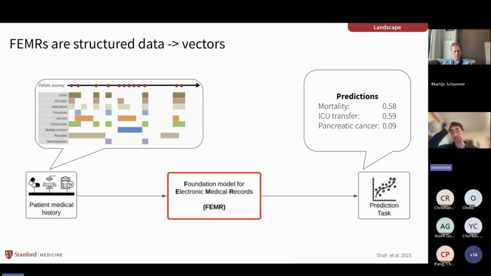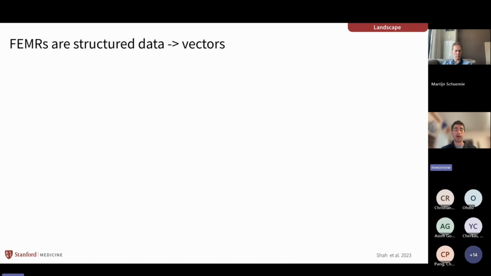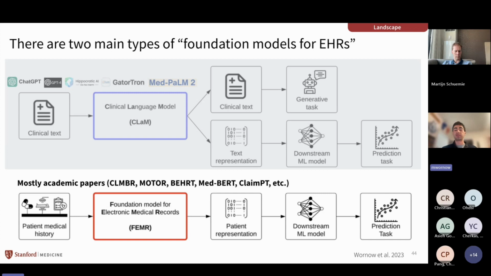So that's the key distinction: we have CLAMs, which are just classic large language models. But then in healthcare, we also have this other interesting type of foundation model, these femurs, which are basically built off of the structured data in the EHR.